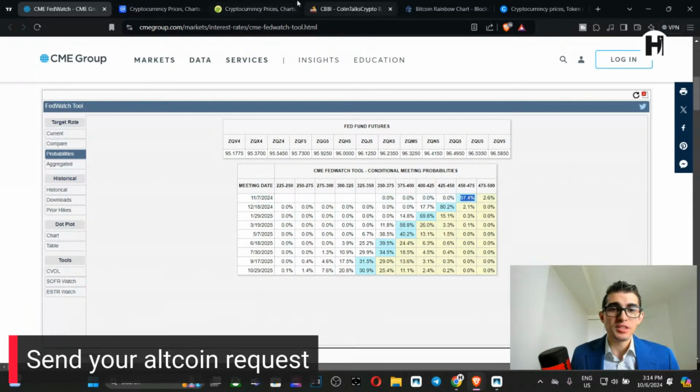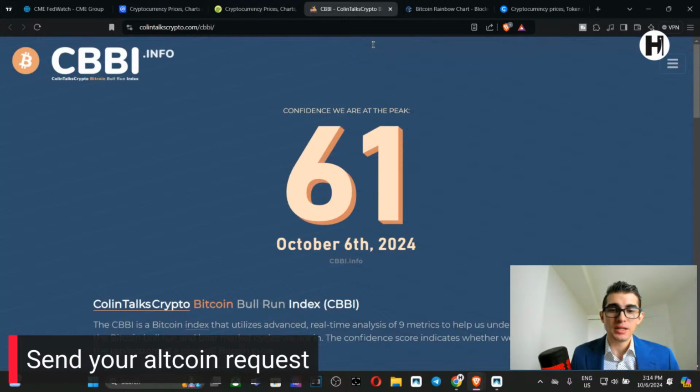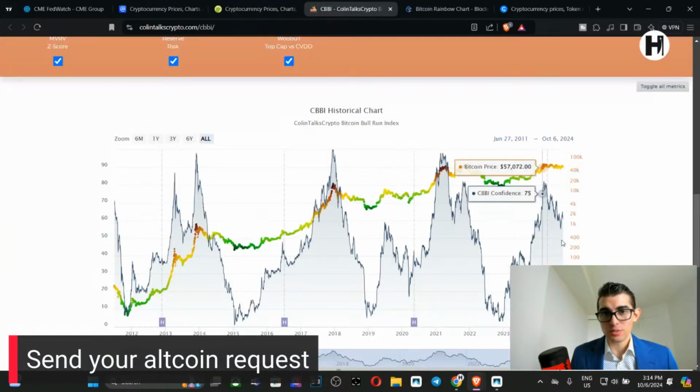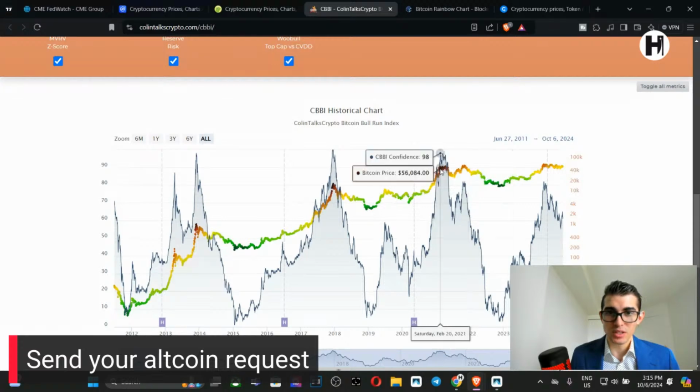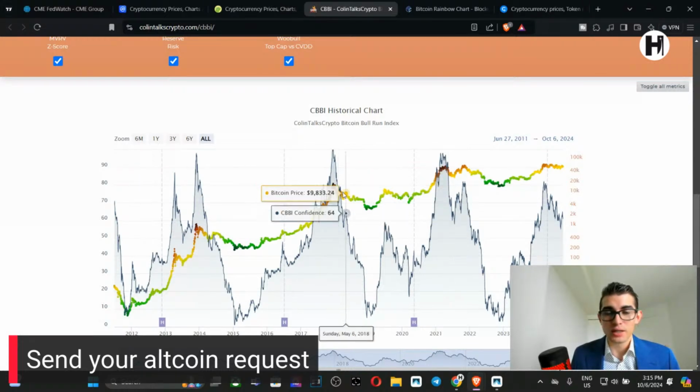Now let's take a look at the CBBI. We just had a retracement from the top in March into the bottom here in September. And once the chart starts turning red or dark red, or this moving average starts turning dark red, that's when you're technically getting to the peak of the cycle.